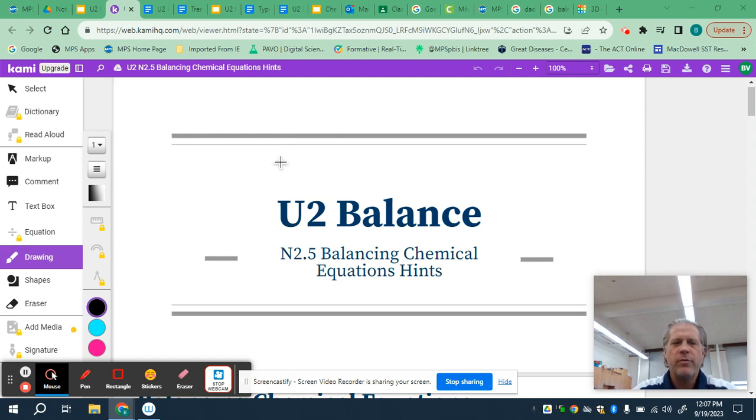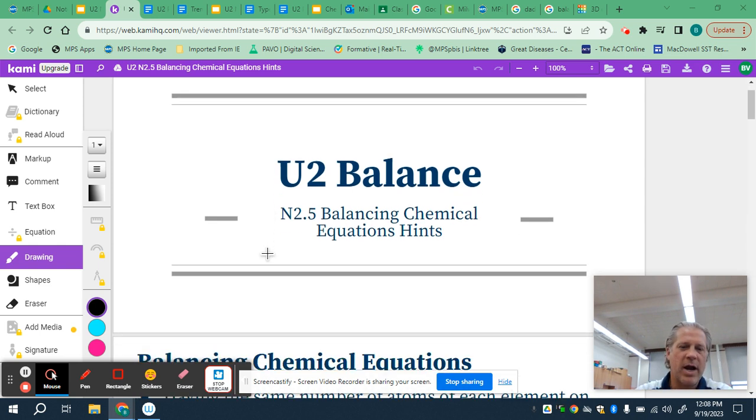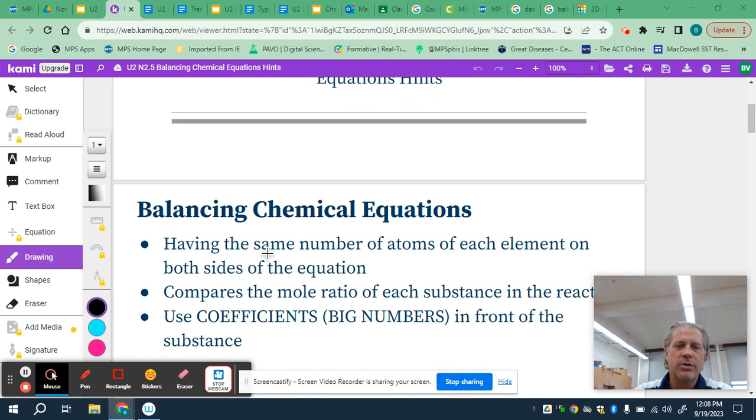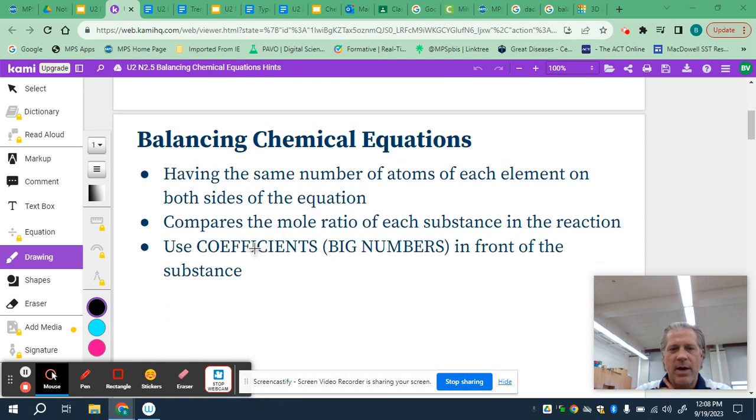Okay, so some of you have been asking about some more help with balancing chemical equations. So what we're going to do here today is go ahead and do some more hints and balancing chemical equation practice video. A couple of things we have to remember: when balancing chemical equations, you need to have the same number of atoms of each element on both sides of the equation.